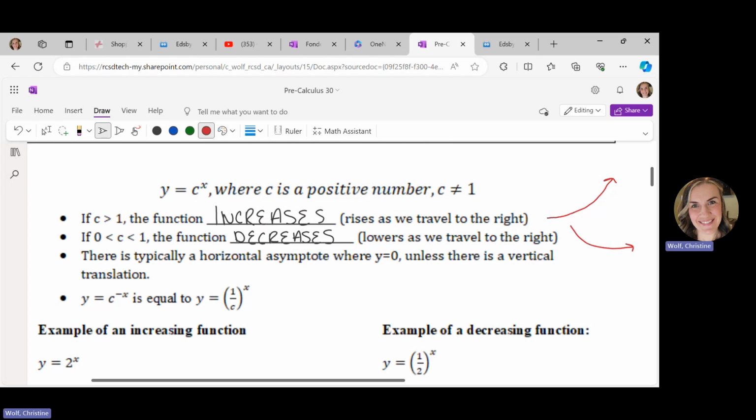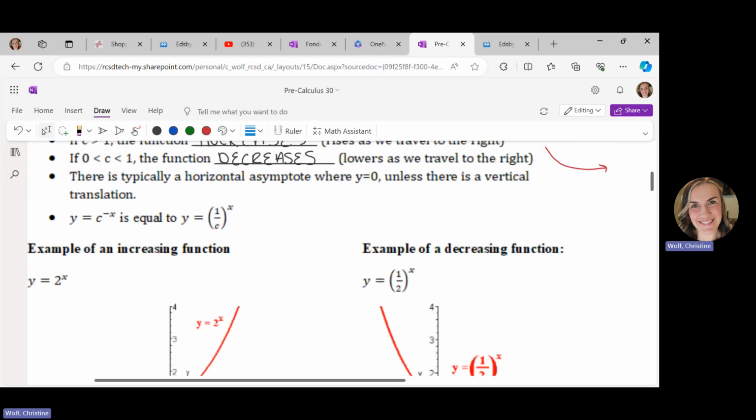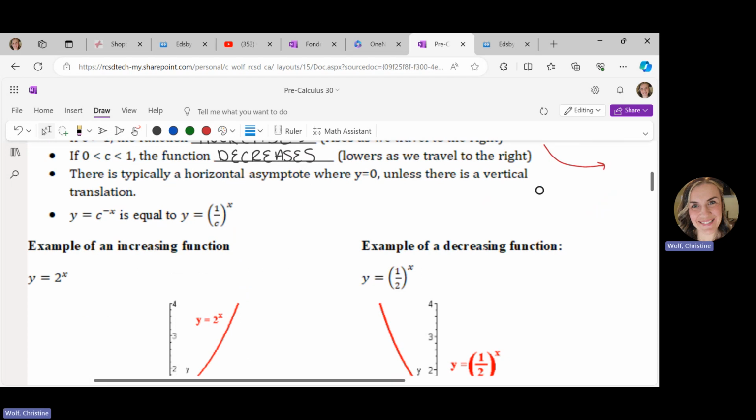Next thing, there is typically a horizontal asymptote. So we've only had vertical asymptotes up to this point. Think of tan graphs, right? There is a horizontal asymptote where y equals 0. Okay, so we will see in all of our graphs a dotted line on the x-axis. The only time it would not be directly on the x-axis is if there's a vertical translation. So if we're moving the graph up or down, then the asymptote would move.